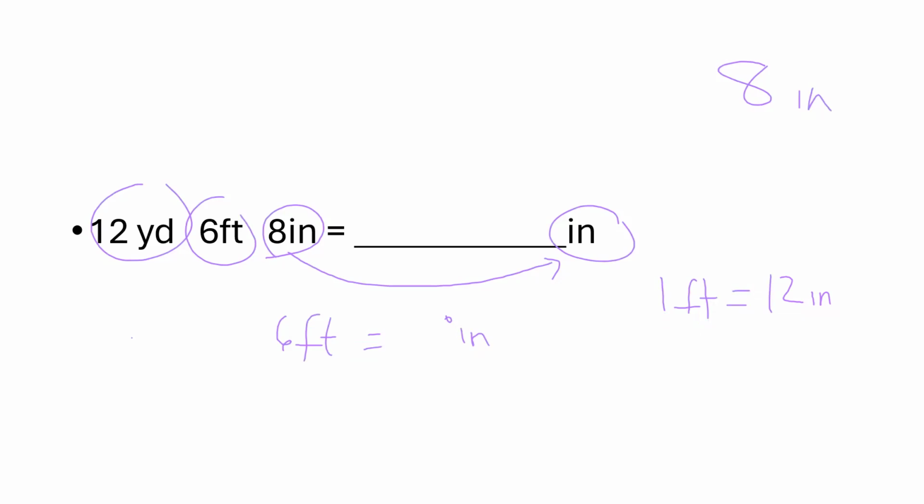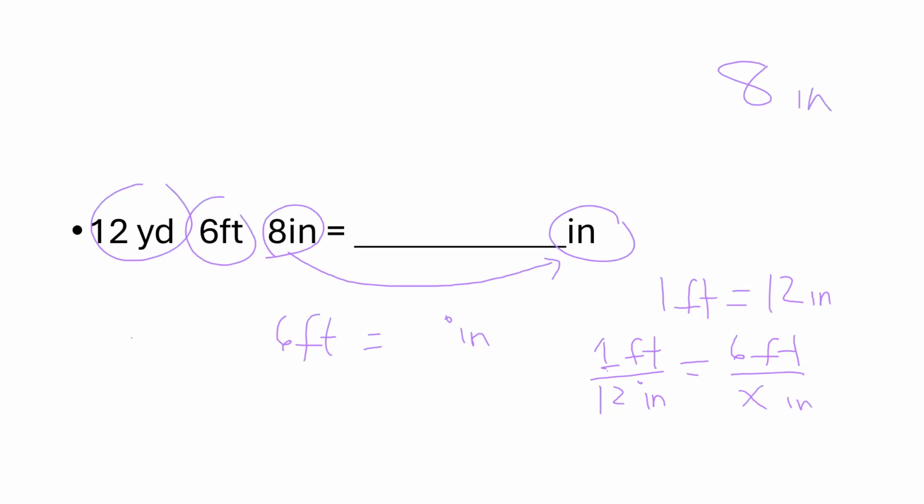If I set it up as a proportional equation, 1 foot is 12 inches. So 1 foot over 12 inches equals. Now I'm trying to change 6 feet. Because I've got feet on top, I'm going to put feet on top on the other side. And then I'm going to put X inches at the bottom.